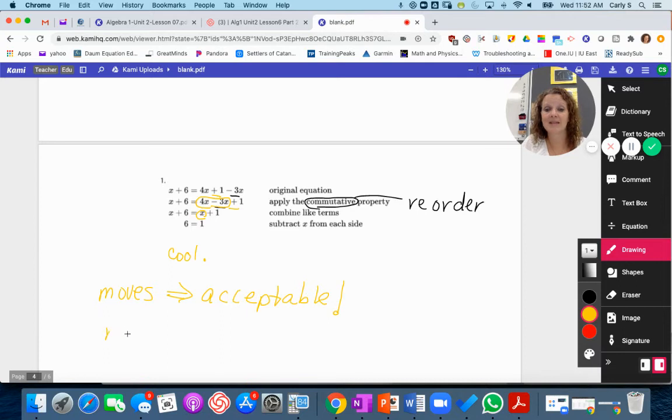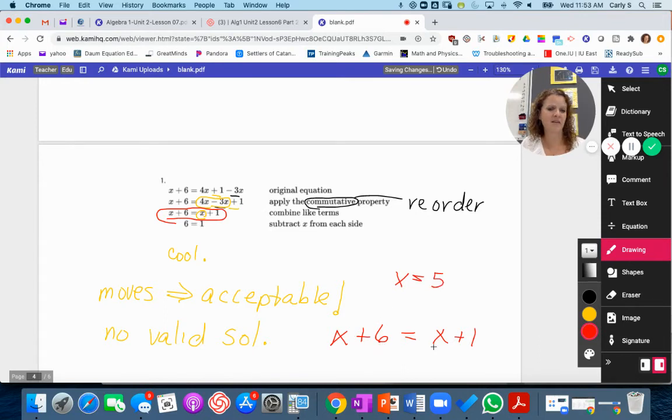What this means is there is no valid solution to this equation. Especially if I look right here, x plus 6 is equal to x plus 1. I have to plug the same value of x into the left and the right side. If I say, I don't know, x equals 5, well, 5 plus 6 is 11, 5 plus 1 is 6. It's not a valid statement. So there's no value for x that I can put into that equation to make it true, but all of his moves were perfectly acceptable.